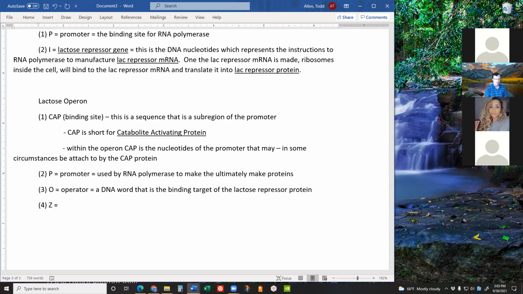Z is a gene that ultimately codes for the enzyme called beta-galactosidase. Now we're cooking, aren't we? We're cooking now. All right. I told you the course just starts with chapter 8, okay? So gene Z is a gene that ultimately codes for the enzyme beta-galactosidase. Beta-galactosidase is the enzyme that breaks down lactose sugar.